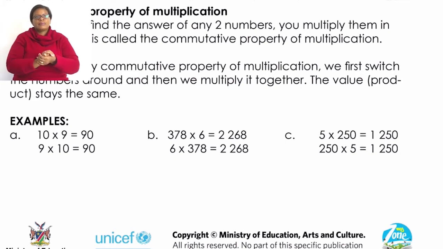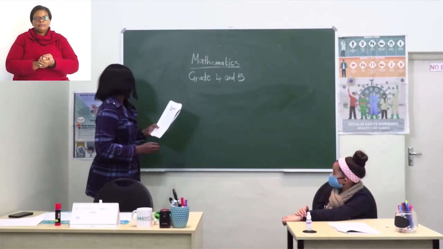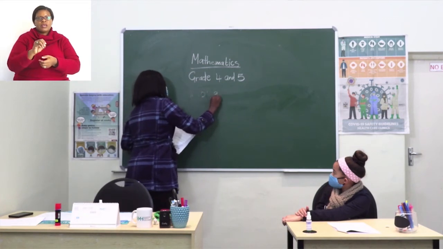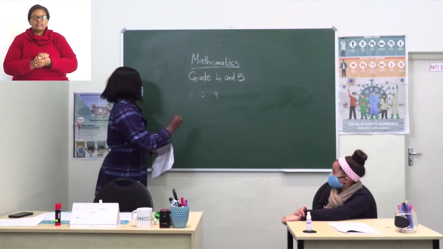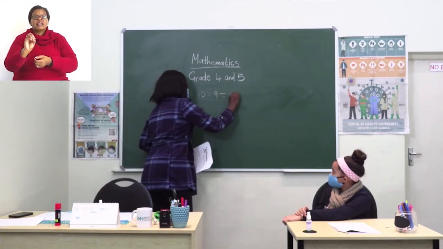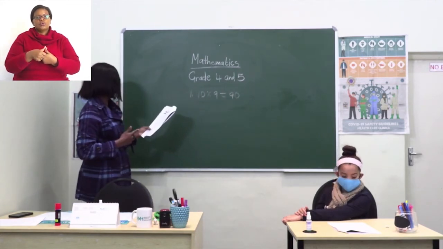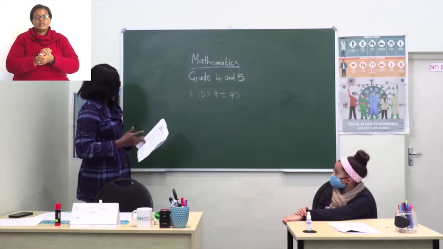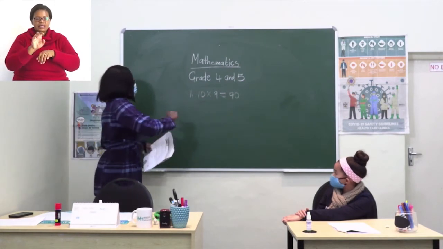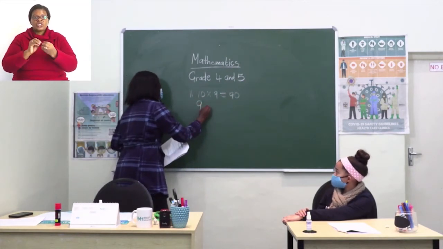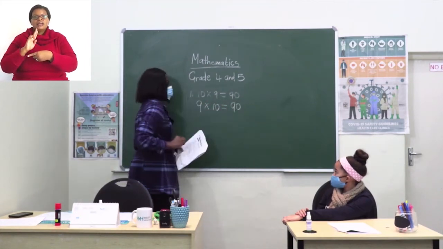Boys and girls, let's get on board. Example 1, we have 10 times 9. What is our answer? 10 times 9 is 90. Good. Remember that we have to switch the numbers around and multiply them together, but the product should stay the same. So when we switch the numbers, we start with 9 times 10, and our product will stay the same.